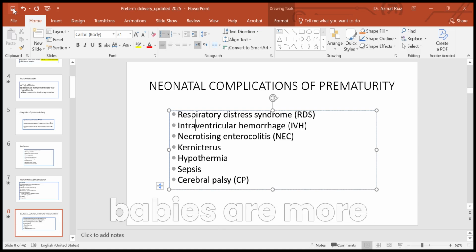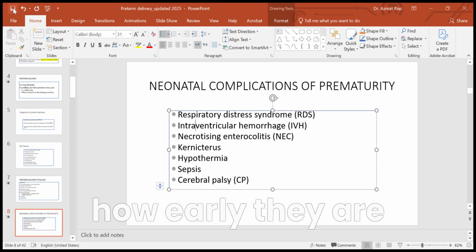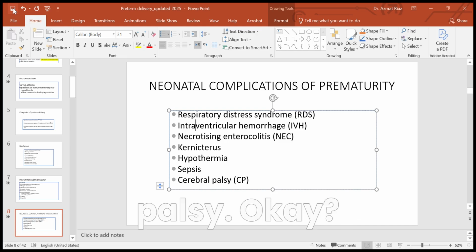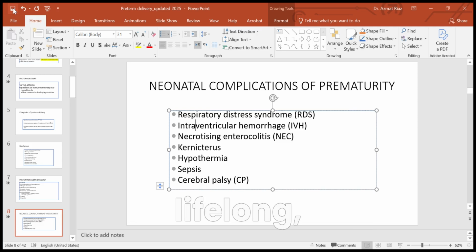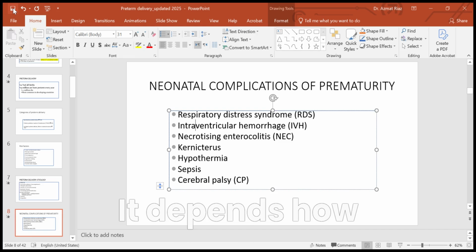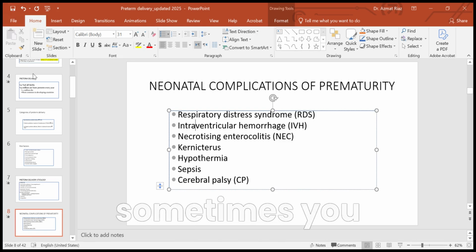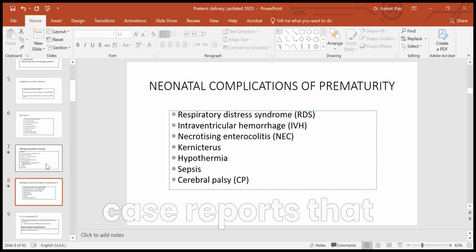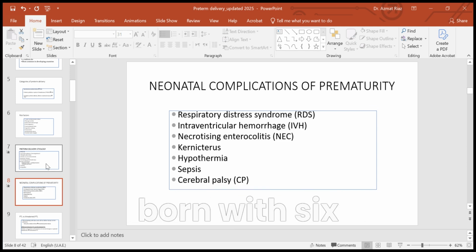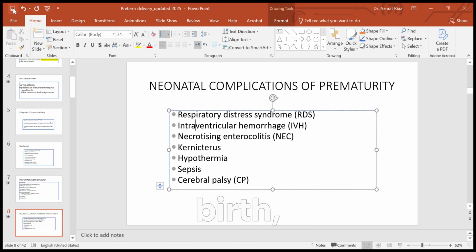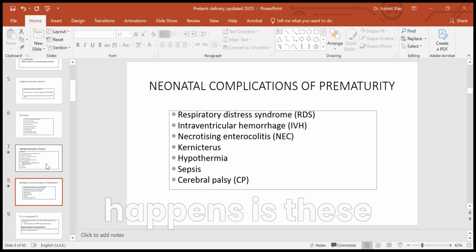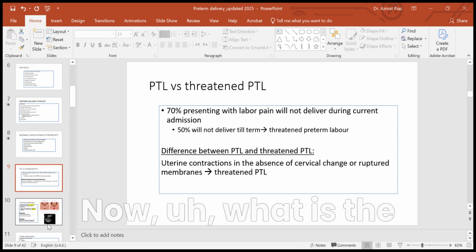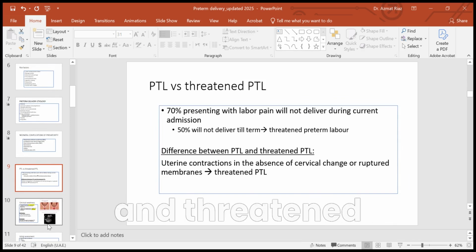Then preterm babies are more likely to develop sepsis, and depending on how early they are born, they may have cerebral palsy. Okay, so that's the lifelong complication. It depends on how early the babies are born, because sometimes you may even see case reports that a baby who was born at 600 grams was saved. But later on, these babies are at a very high risk of developing cerebral palsy.